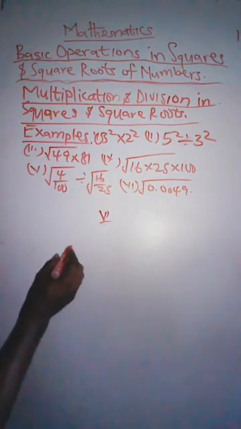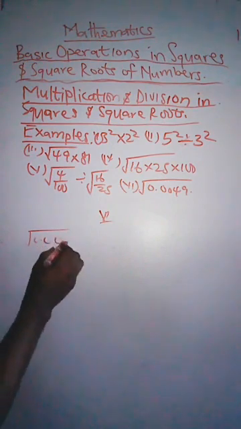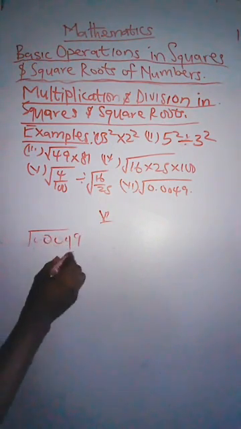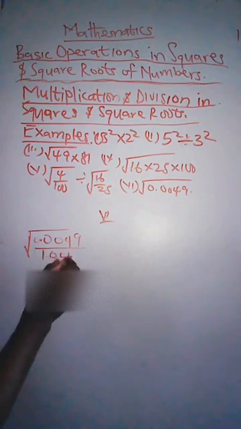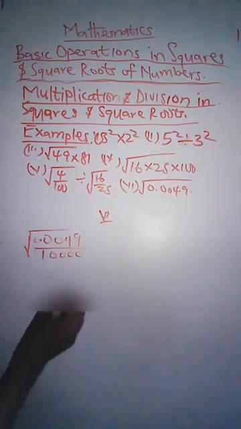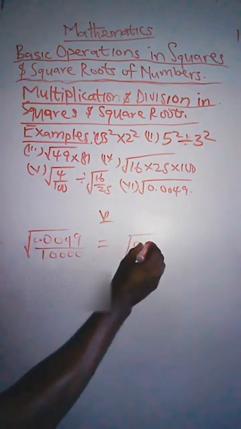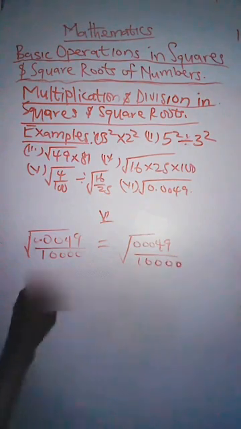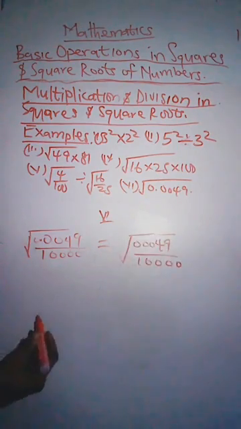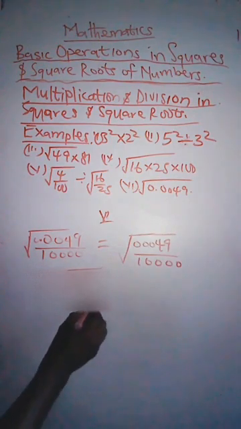6, which is square root of 0.0049, right? So the best thing to do is to convert this one to a fraction. So the decimal point will be 1, 0, 0, 0, 0. So other numbers after the decimal point will be 0. This will give us square root of 0049 over 10,000, right? And we all know that 0 before our whole number is useless. So this will be 49 over 10,000, right?